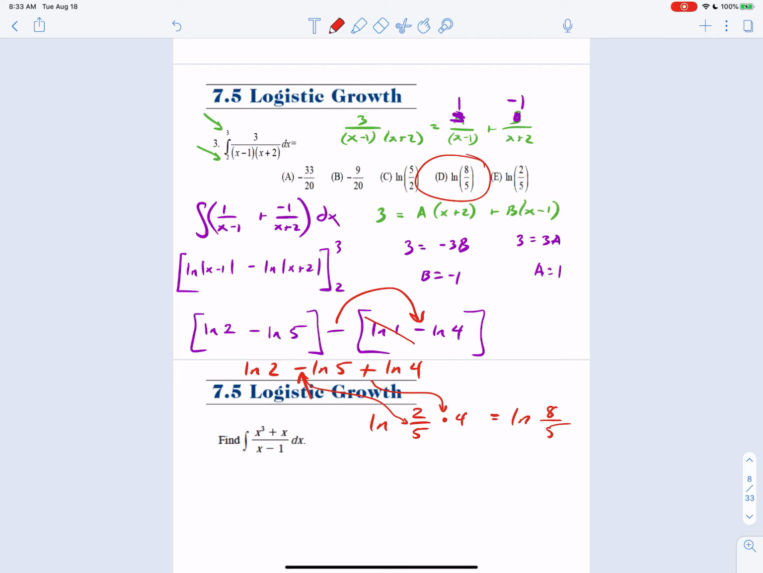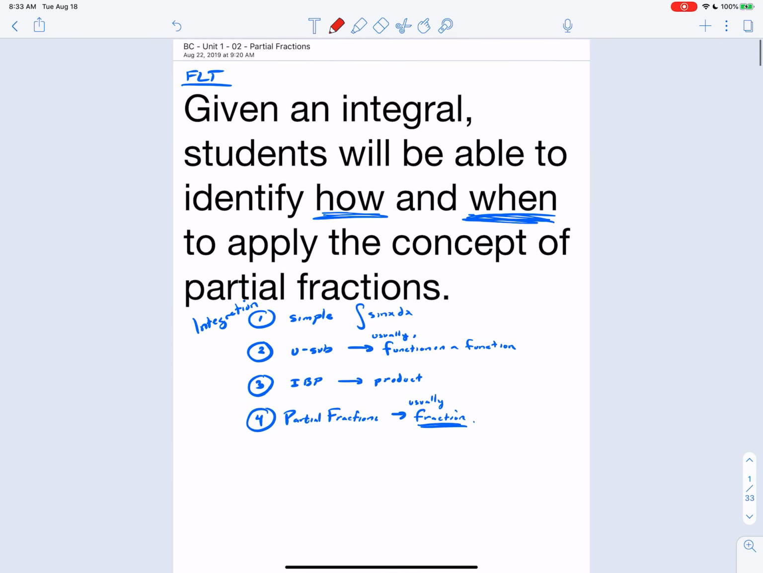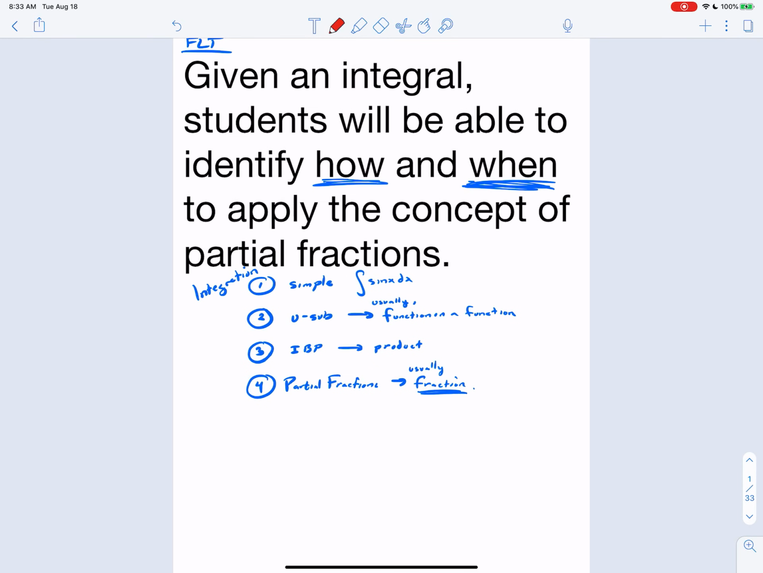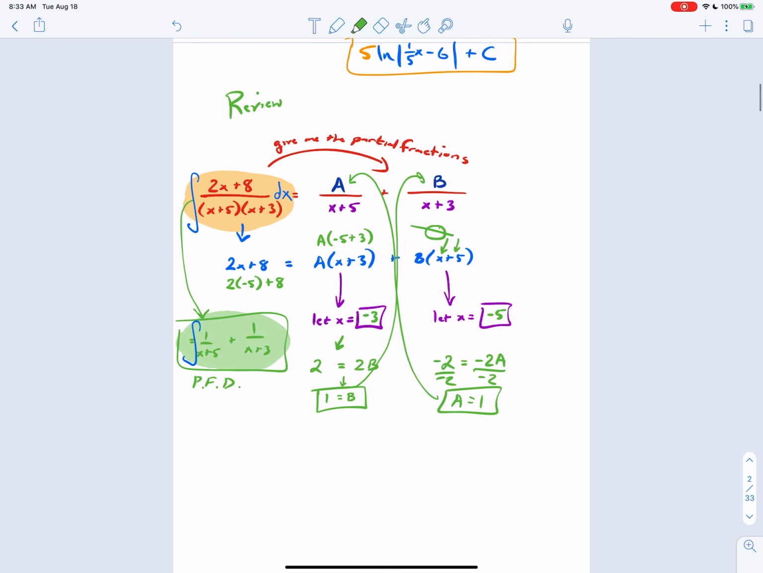So this problem took a little bit of time. Again, you're not going to get good at this unless you keep practicing, okay? So before we conclude, let's recap, okay? Given an integral, you'll be able to identify how and when to apply the concept of partial fractions. So when do you know how to apply it? Hopefully you know it's when you have fractions generally, right? How do you do it? Partial fraction decomposition. And hopefully you guys had enough practice with that, okay?